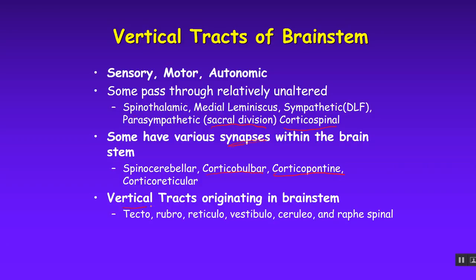Then we have some vertical tracts that actually have their starting point in the brainstem itself. Those are pretty much mostly our medial activating system motor pathways. So that's the tecto, rubro, although rubro is part of the lateral, but mostly medial activating, reticulo and vestibulospinal tracts. Then we also have some descending pain control tracts, the cerebellospinal and the raphe-spinal tracts. Those start in the brainstem themselves. Okay, so those are brainstem originating tracts.